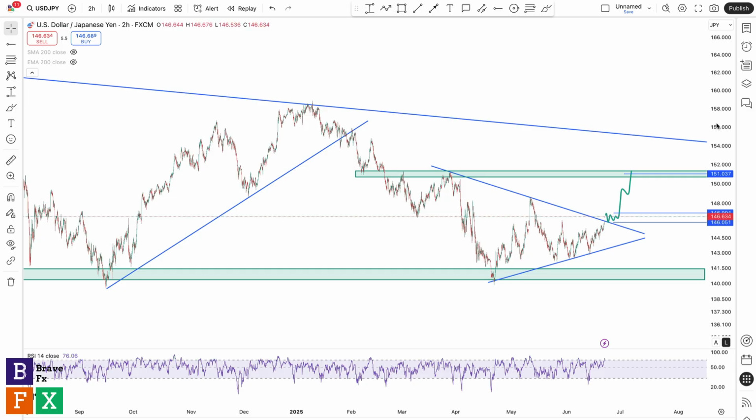But without further ado, guys, I want to implore you to trade with good risk management, follow your strategy, be patient enough to wait for the perfect setup before you get into those trades.